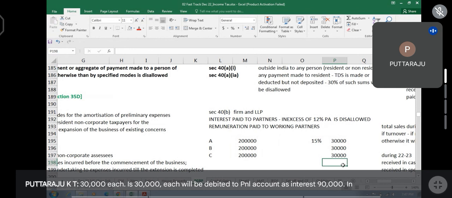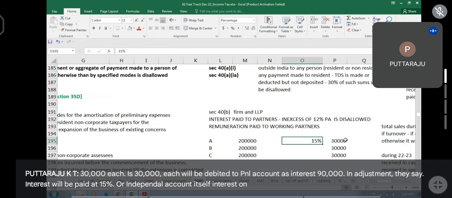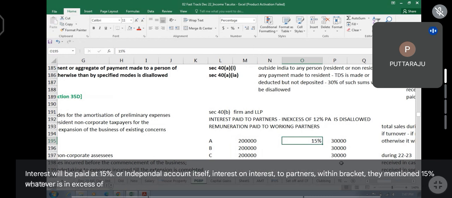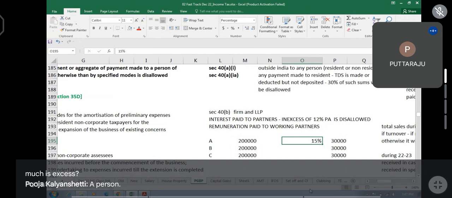In the adjustment, they say interest will be paid at 15%, or in the P&L account itself, interest to partners, within bracket they mention 15%. Whatever is in excess of 12% will be disallowed. How much is the excess in percentage? 12%, 15%, how much is excess? 3%.